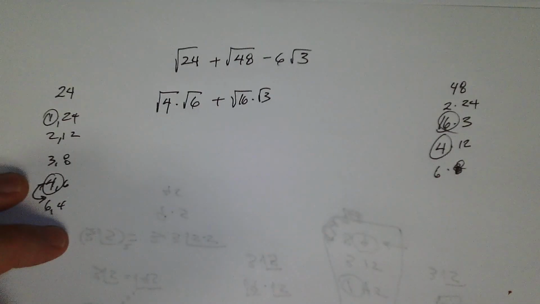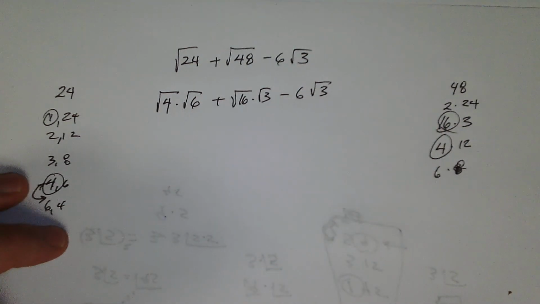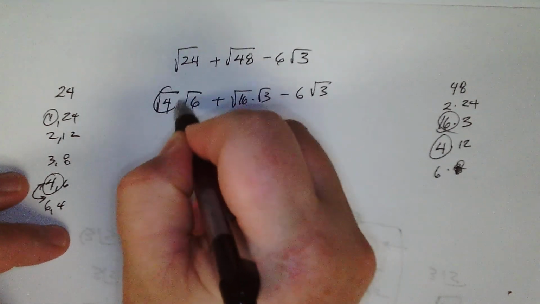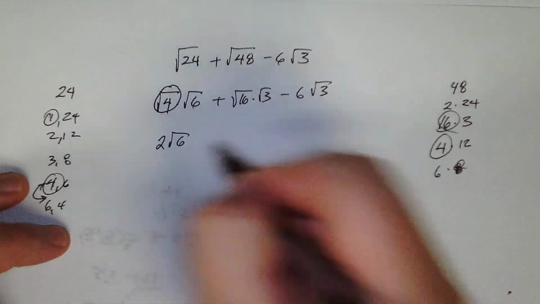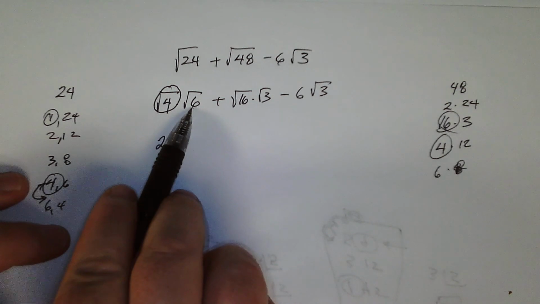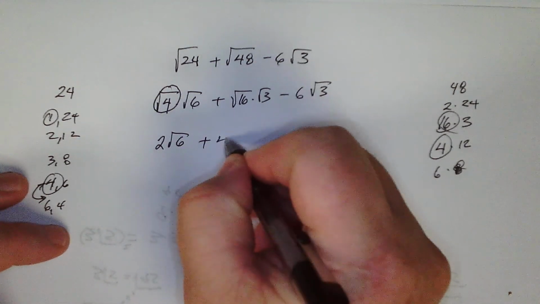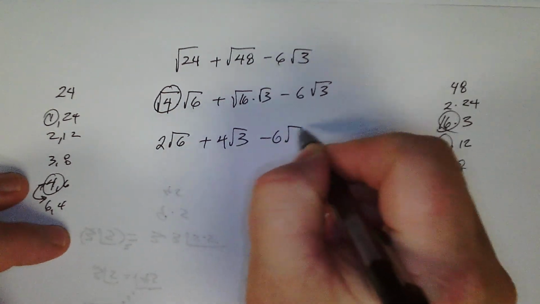Do you see? And then the square root of 3, that's irrational. We can't simplify that. So this says what squared is 4? That's 2. Square root of 6 is irrational. That's 2 times 3. This number 6 does not have a factor that's a square number, so we can't simplify it. 4 root 3 minus 6 root 3.